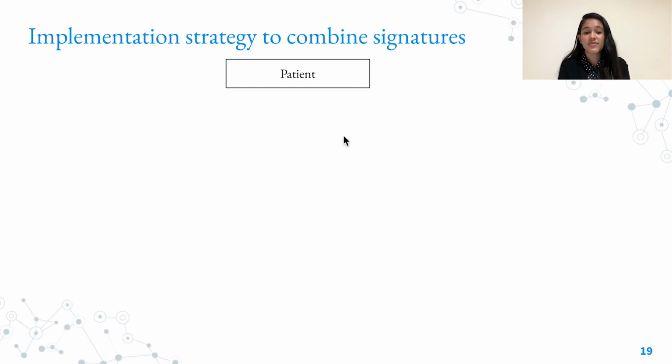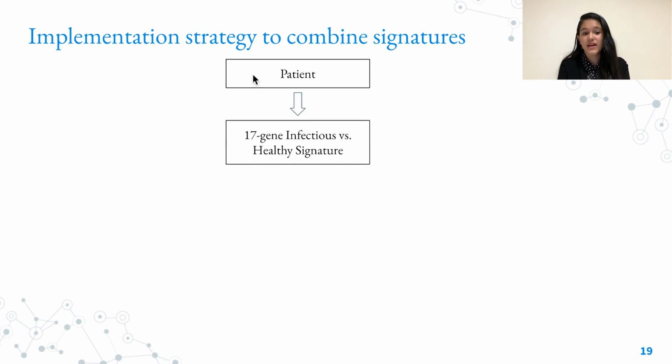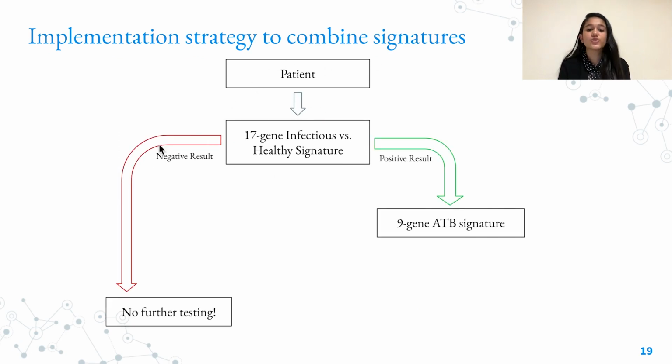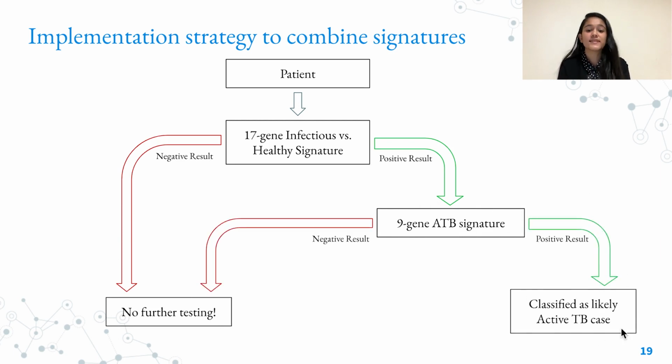To implement this method, our 17 gene signature would first be applied to the patients. If the patients tested negative, then they would not be further tested. However, if the patients tested positive for the first test, then the ATB versus other signature would be applied. Those who tested positive would be classified as having active TB, while those who tested negative would be classified as not having active TB. This way, it would have better results as a signature would be run on a population with a higher initial prevalence of active TB.